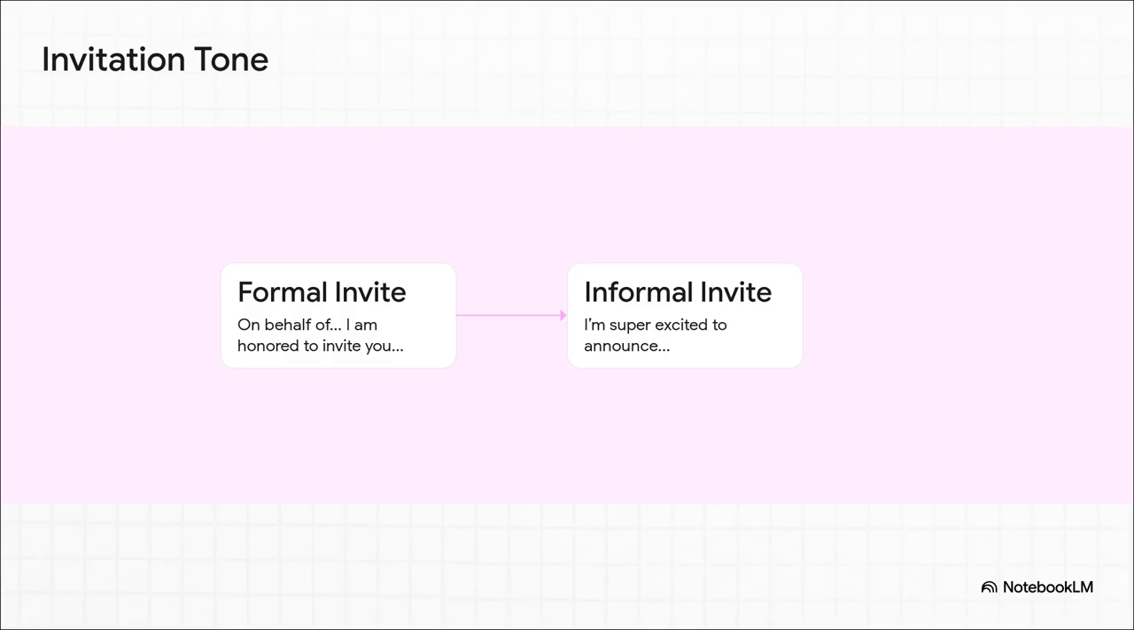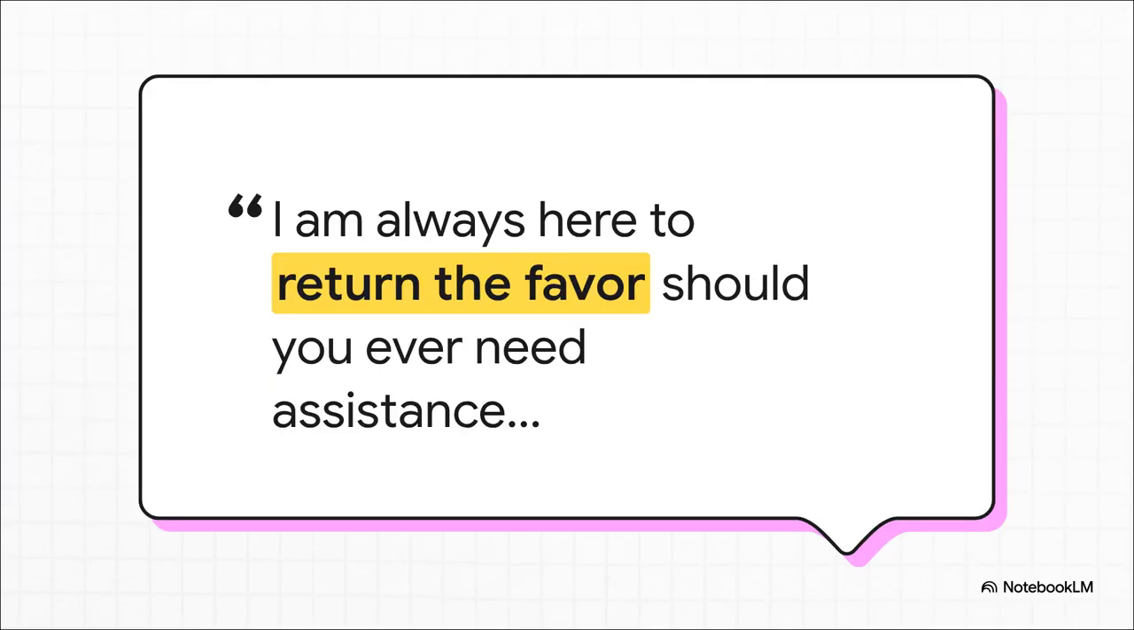But if you're inviting a buddy to a housewarming pizza party at your new downtown apartment, you'd say, "I'm super excited to announce and would be absolutely thrilled if you could come." Again, nailing the appropriate tone is non-negotiable for a high score. I highly recommend you memorize this excellent sign-off.